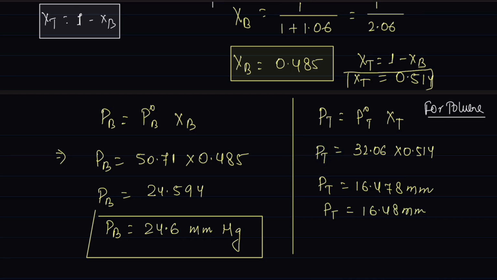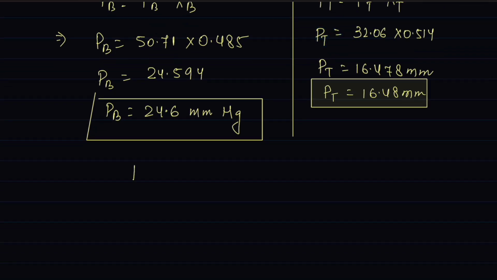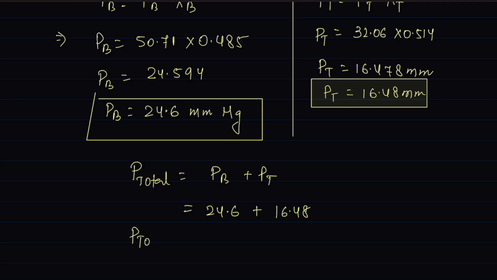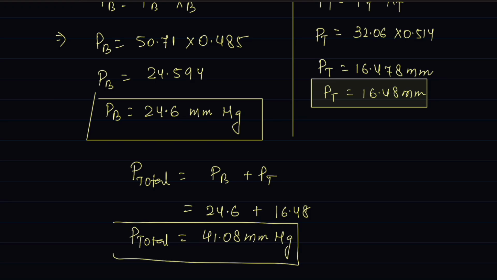Now we have the pressure of benzene and the pressure of toluene. So total pressure is equal to PB plus PT. Total pressure is 24.6 plus 16.48. So P total is 41.08 mm. So we have the total pressure.